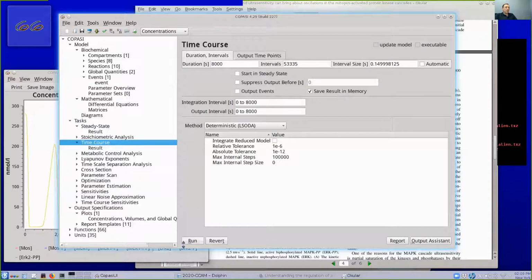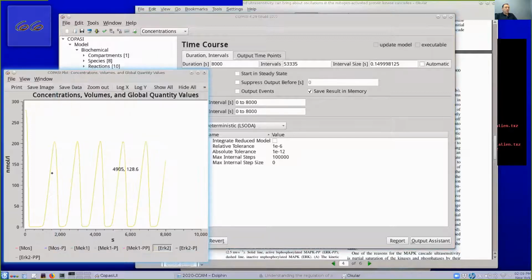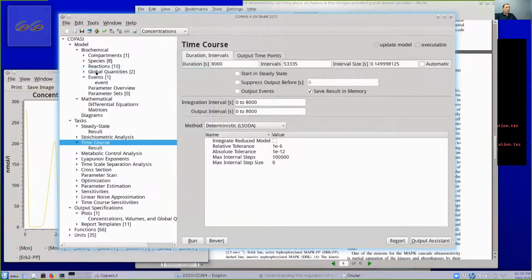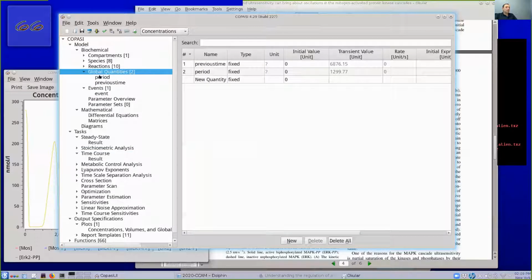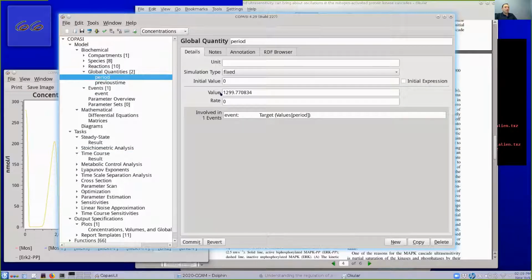So now I just run my time course. Okay, so I run my time course, and now I can go and look at what is the value of period. And there it is, the value of period is 1,299 seconds. That's the period of these oscillations. Any questions?